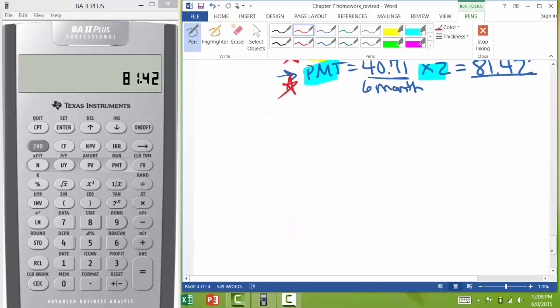And that's the end of the sample practice problems for Chapter 7.